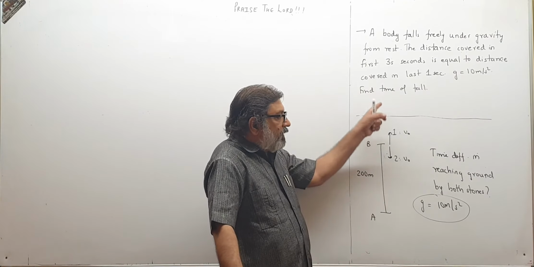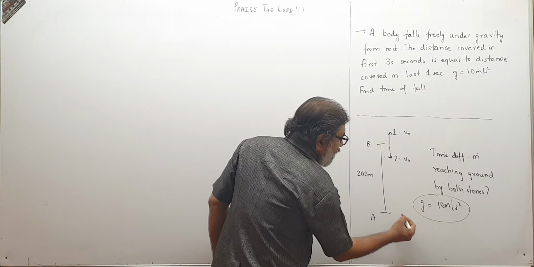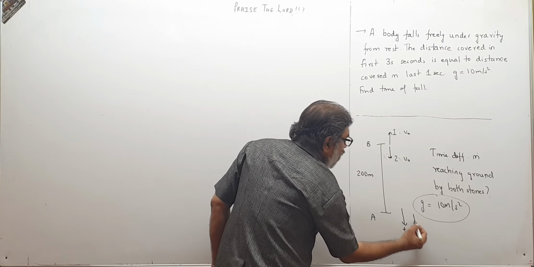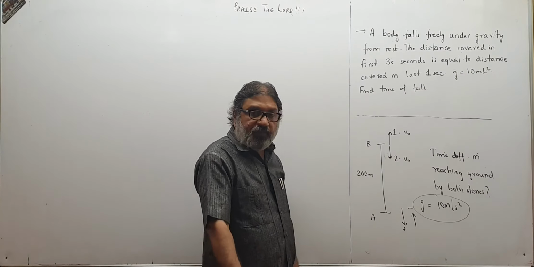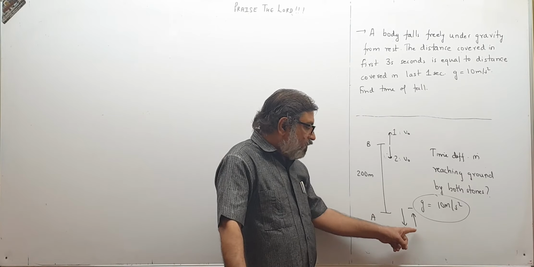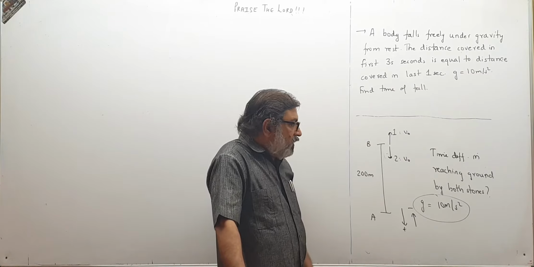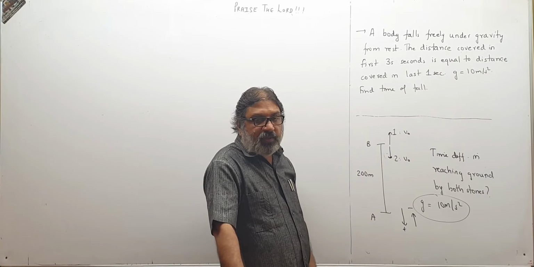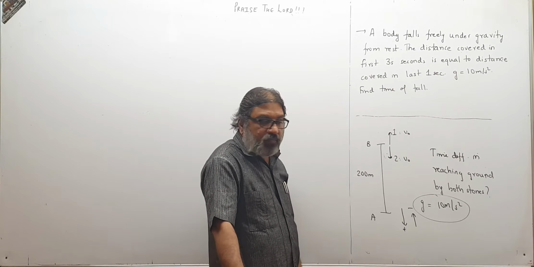And because one is going up and one is going down, we have to fix the direction. Supposing I take downward as plus and upward as negative. So displacement is downward, we know the value 200 meter. Downward, so plus 200, sorry, because downward is plus. So displacement for both stones is plus 200. We want to find the time difference.